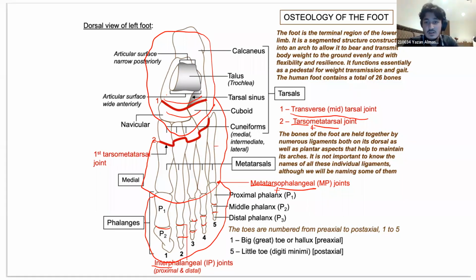You don't need to memorize them by heart, you just need to understand how they work, because between the tarsals we have a joint, between the tarsals and metatarsals we have a joint, between the metatarsals and phalanges we have a joint, and between the phalanges themselves we have a joint, okay?